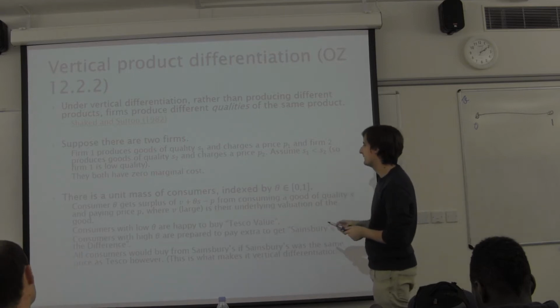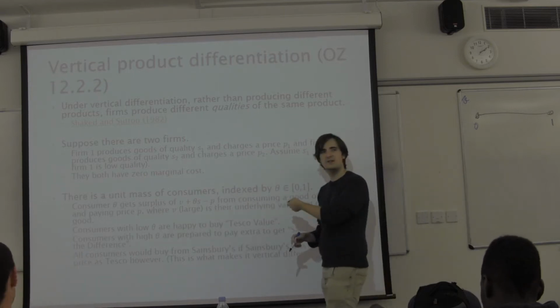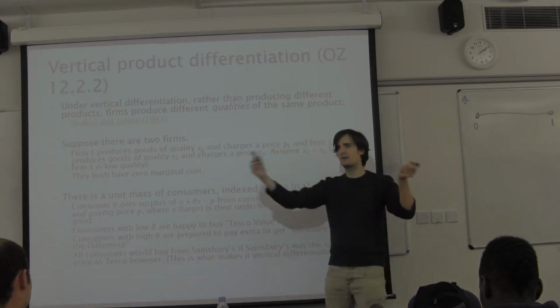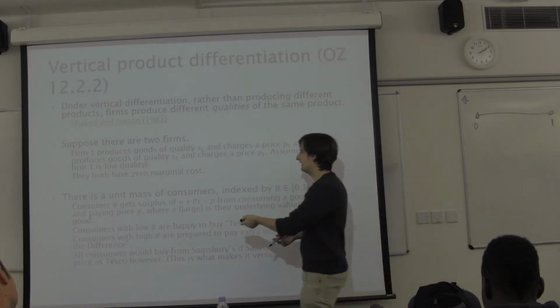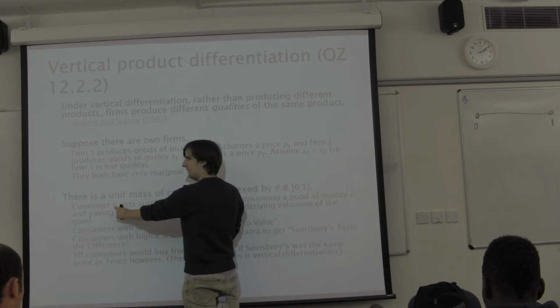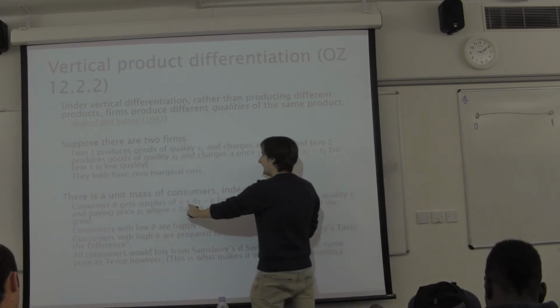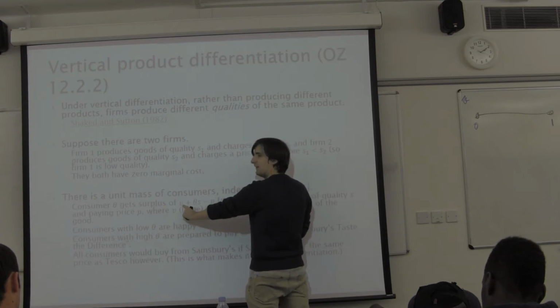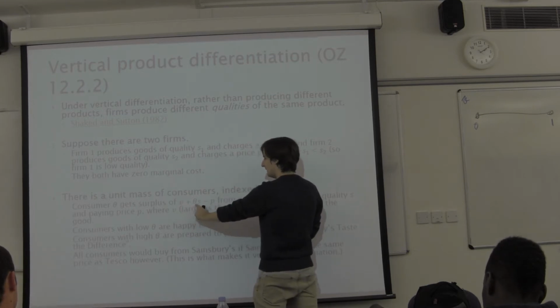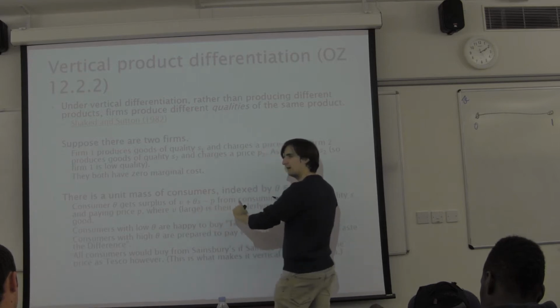Okay, so how do these consumers differ? We know there's a unit mass of them. How do they differ? Well, the consumer located at a point theta, so we're just going to call him consumer theta, gets a surplus of V, which is their base valuation for the good, plus theta times the quality of the good, minus the price from buying the good.